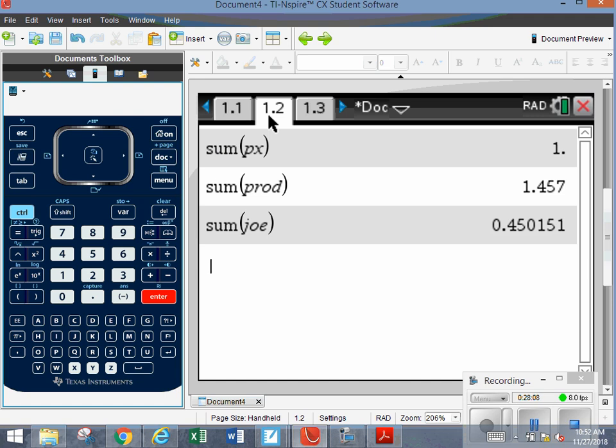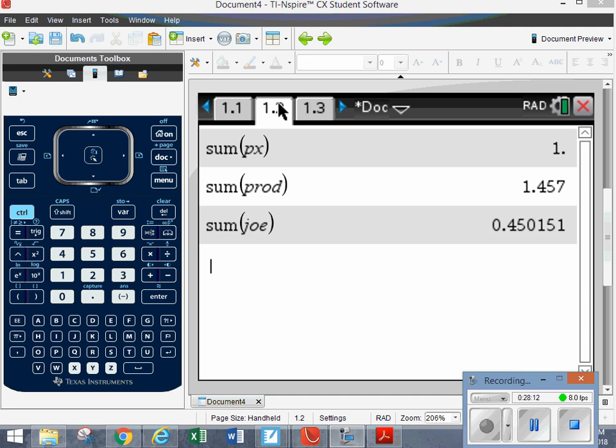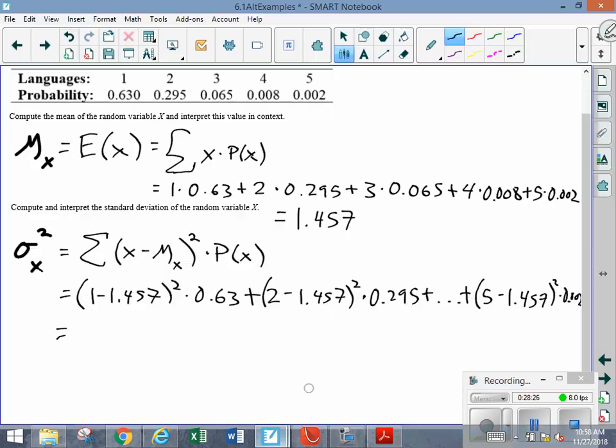We are not done yet, right? So this is our variance, right? We need the square root, right? So our variance, 0.45 approximately. But that's our variance, right?